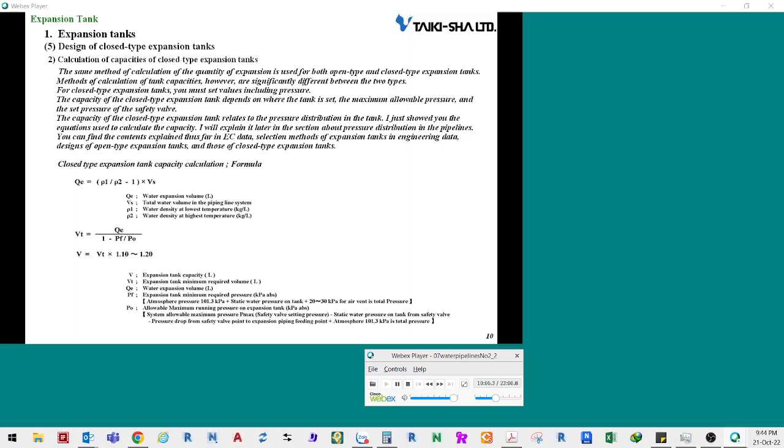You can find the contents explained thus far in EC Data, Selection Methods of Expansion Tanks and Engineering Data, Designs of Open-Type Expansion Tanks, and those of Closed-Type Expansion Tanks.